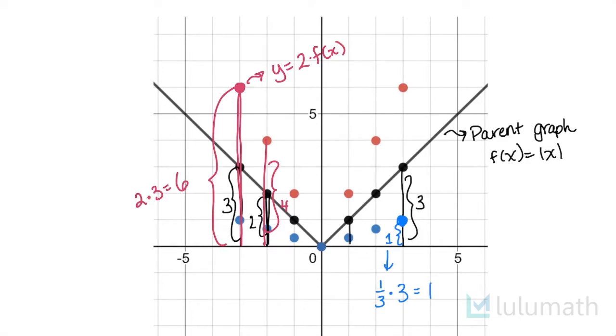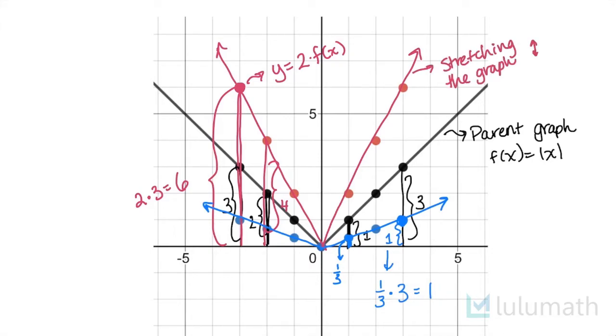If you see here, this has a height of 1, but the 1/3 times f of x only has a height of 1/3. You're cutting it into thirds. It's getting shorter. So for y equals 2 times f of x, my graph is getting stretched vertically. It's getting taller. It's like you have a piece of gum and you're pulling it up. And for y equals 1/3 times f of x, my graph is getting pushed down. You're smushing it down.